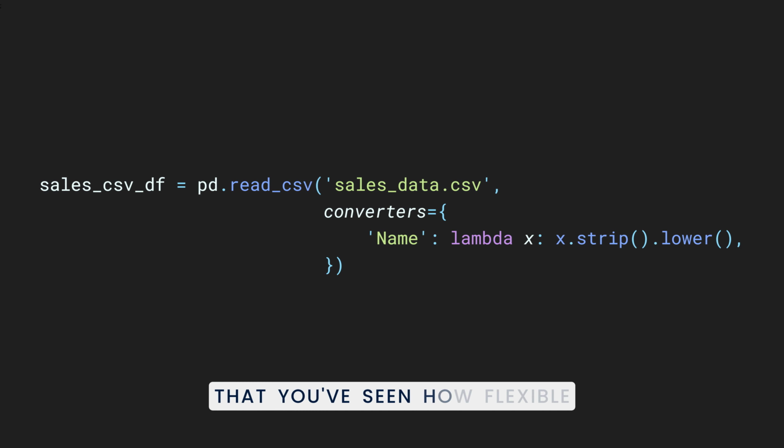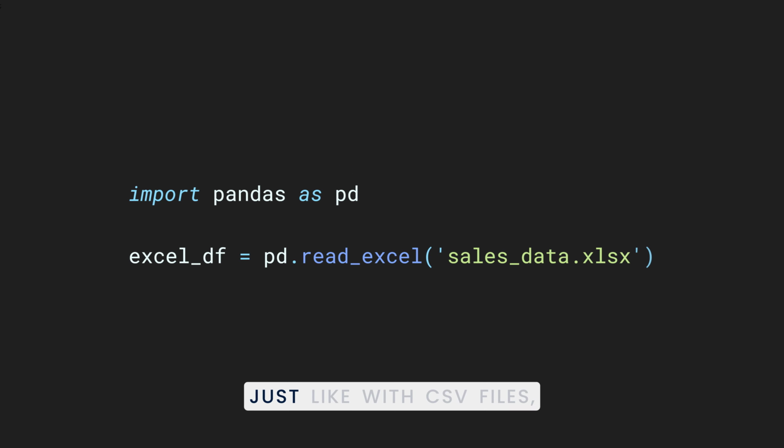Now that you've seen how flexible reading CSV files can be, let's move on to Excel files. Just like with CSV files, Pandas can read Excel files with a single line of code. If you don't specify a sheet name, it will load the first sheet by default. This is handy for simple files that only contain one table.